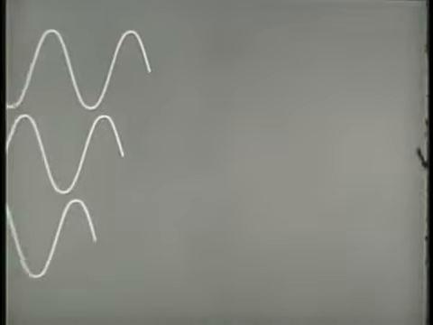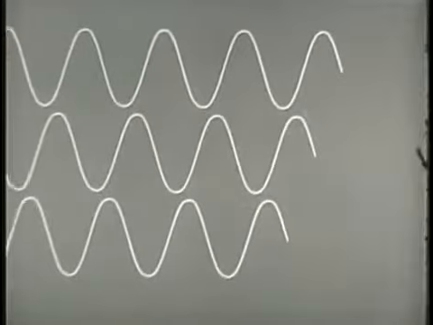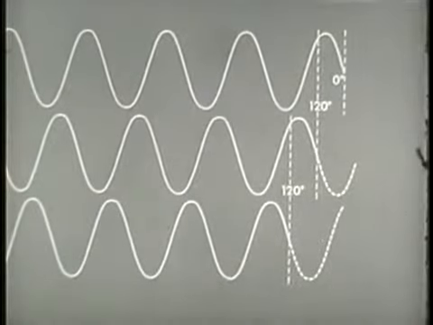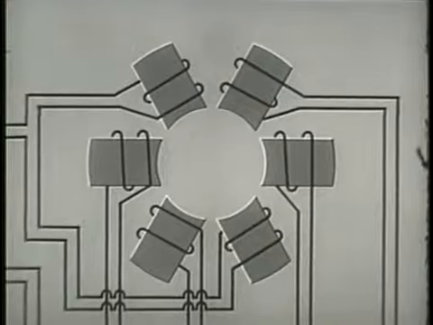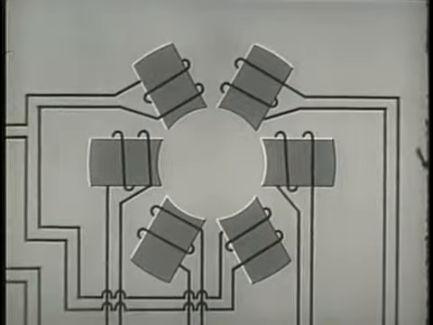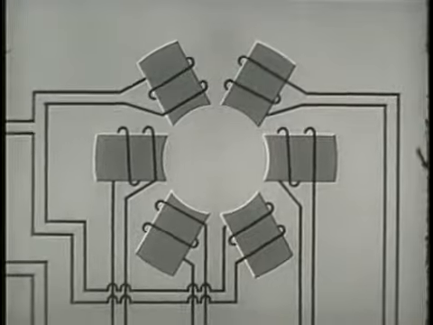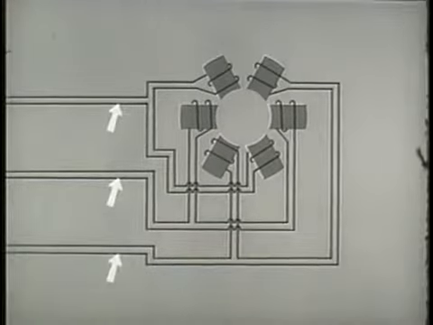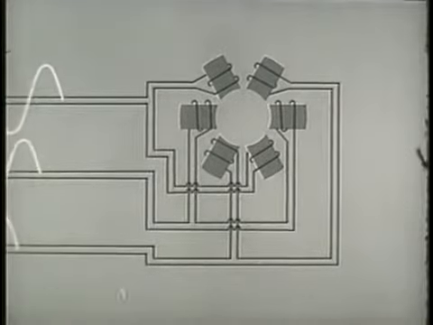We saw earlier how 3 voltages 120 degrees out of phase were generated. This voltage can be used to rotate the field electrically. Six magnets set in a circular arrangement represent the field of a 3-phase induction motor. These 3 pairs of conductors, 1 pair for each AC phase, supply the field.